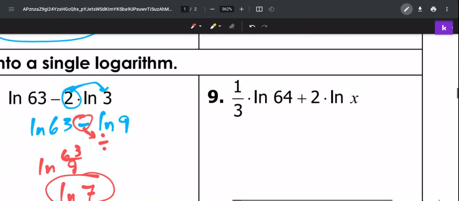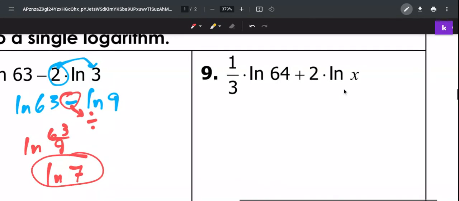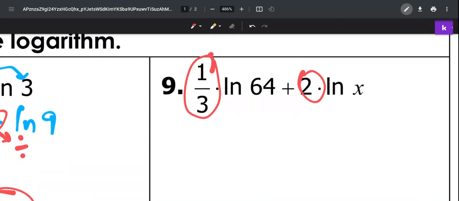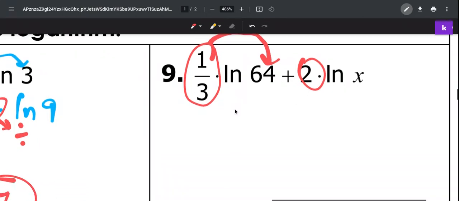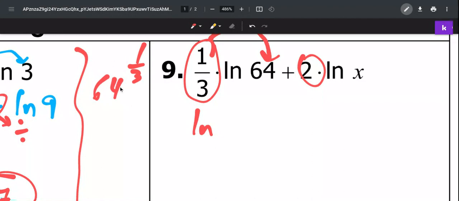All right. Then one more, number 9. We have 1 over 3 times ln of 64 plus 2 times ln of x. All right, so 3 things here. We have 2 things that are multiplied. We need to deal with those first. Remember, our condensing rules say anything multiplied in front of a logarithm goes to the exponent of whatever is in the a position. So this would be ln. Now we're going to have 64 to the 1/3. Now, what is 64 to the 1/3? What does that really mean? Hopefully, you know that that's a cube root of 64. And that would end up being 4.